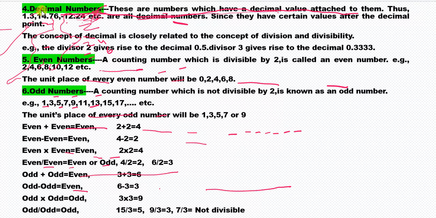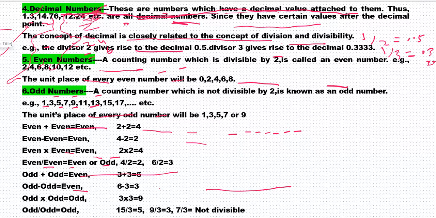Thus 1.3, 14.76, minus 12.24 are all decimal numbers since they have certain values after the decimal point. Thus the concept of decimal is closely related to the concept of division and divisibility. Divisor 2 gives rise to decimal point 5. Divisor 3 gives rise to decimal point 333. It means 1 by 2 is equal to 0.5. Similarly, 1 by 3 is equal to 0.333.